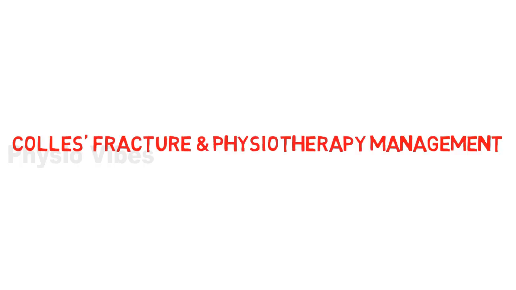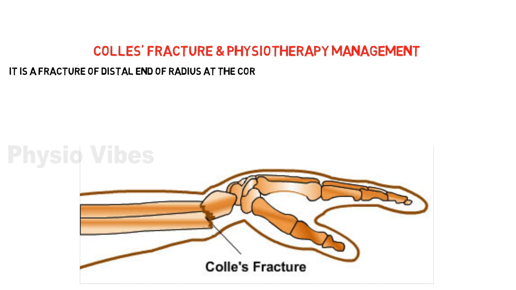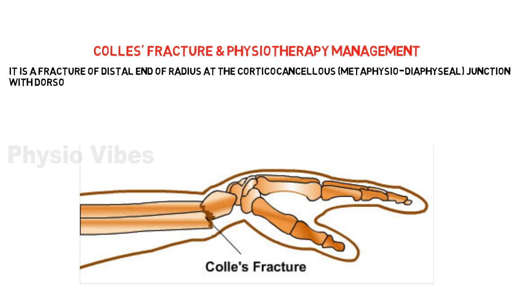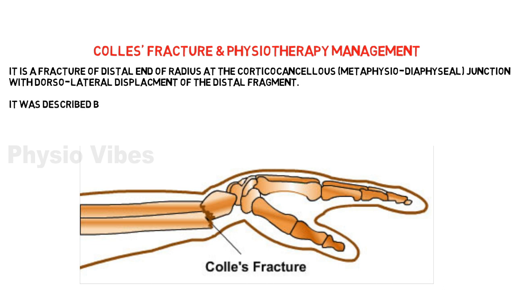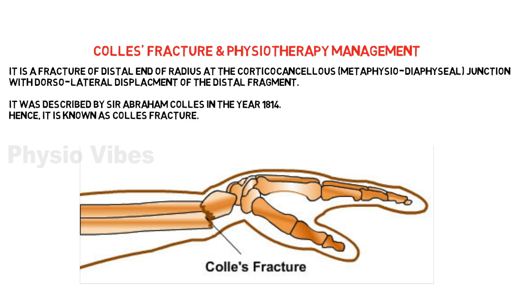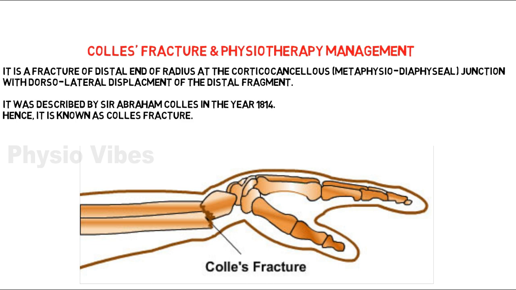Colles fracture and physiotherapy management. It is a fracture of the distal end of the radius at the corticocancellous metaphyseal-diaphyseal junction, with dorsolateral displacement of the distal fragment. It was described by Sir Abraham Colles in the year 1814. Hence, it is known as Colles fracture.